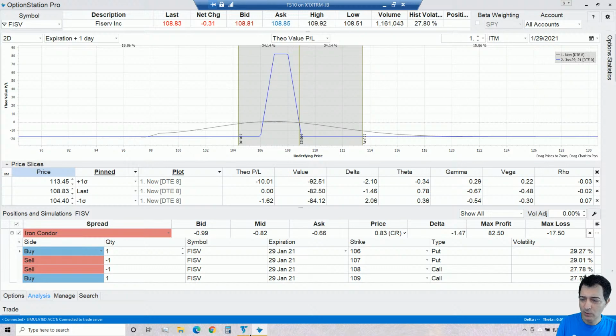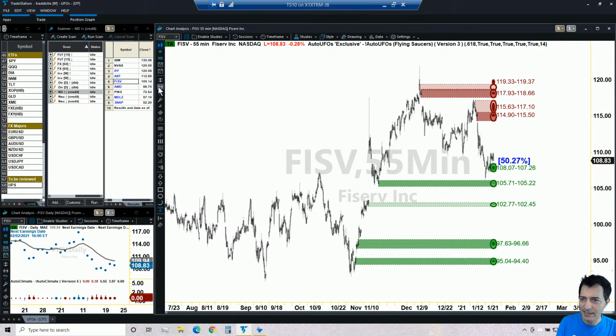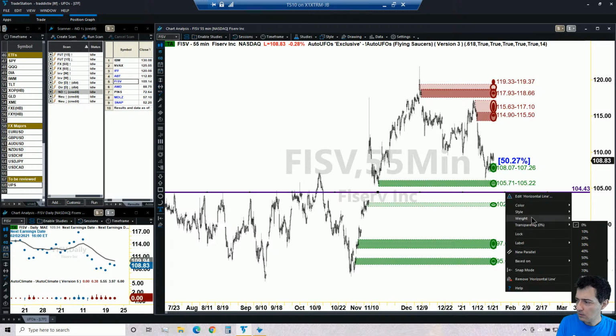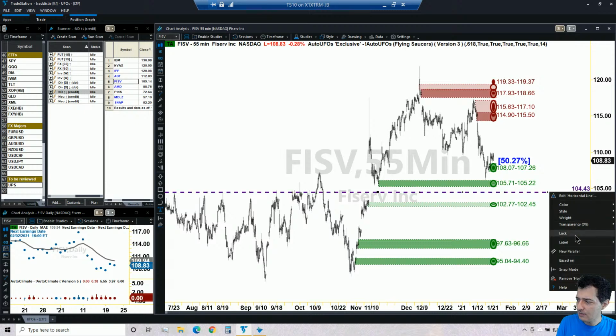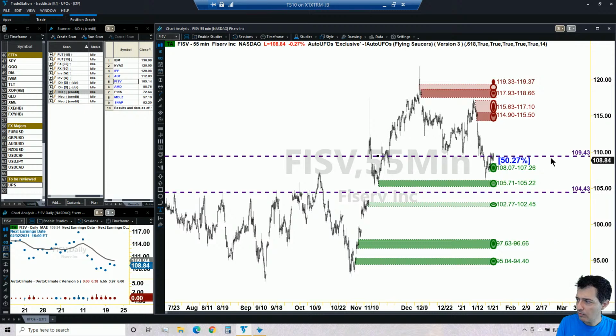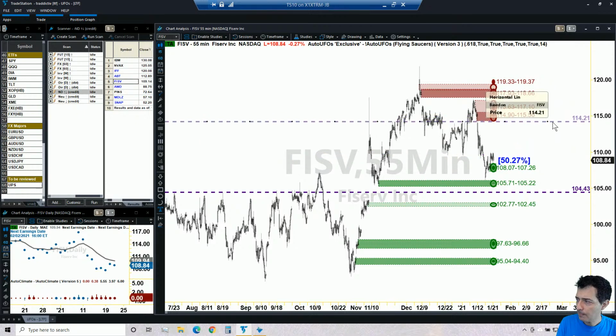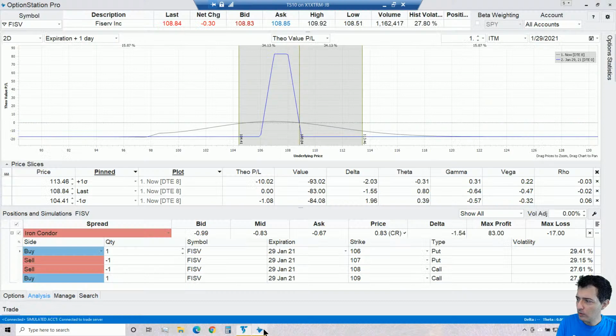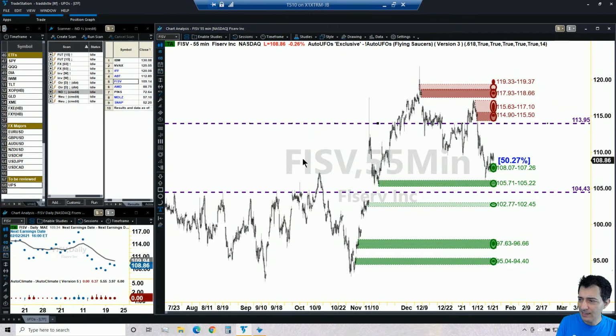So what I'm going to do now is go ahead and draw a line at 104, which is more or less here. Okay, and then make it dotted, and I'm going to go ahead and draw a line at 113 something. I think it was something like that, right? So 104 something and 113 something. Here we go. Okay, and therefore those are the lines that are equal distance from the current price.